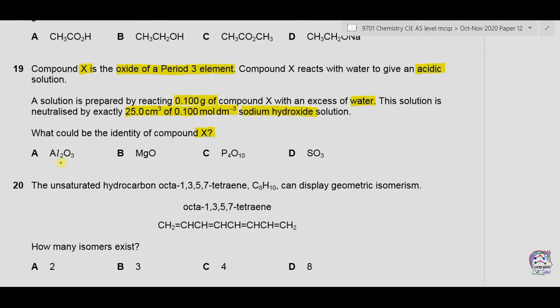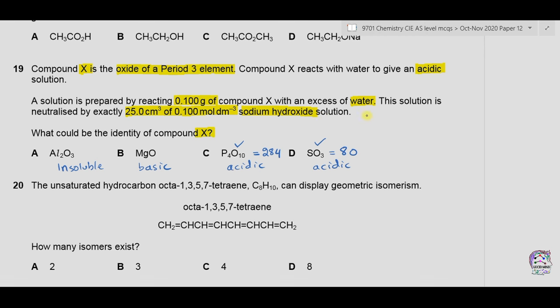The compounds given are aluminum oxide, magnesium oxide, phosphorus oxide, and sulfur trioxide. Now among these, aluminum oxide is insoluble in water. Magnesium oxide forms a basic solution because it is a metal oxide. Phosphorus oxide and sulfur trioxide form acidic solutions. So it could be either C or D. The molecular mass of phosphorus oxide is 284 and for sulfur trioxide is 80.